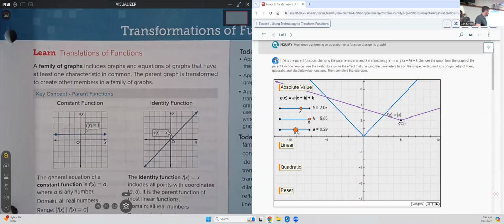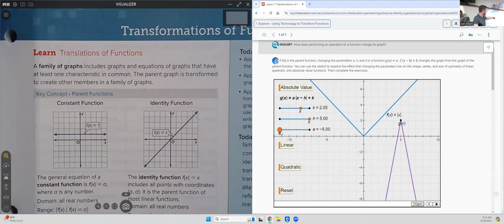What does it appear that a is doing? Yeah, good. It definitely changes the slope, or I guess steepness might be a good way of saying it. Because if we're getting technical, absolute value and quadratics don't have slope, but they do have steepness. So as we go away from zero, is it getting wider or narrower as you go away from zero?